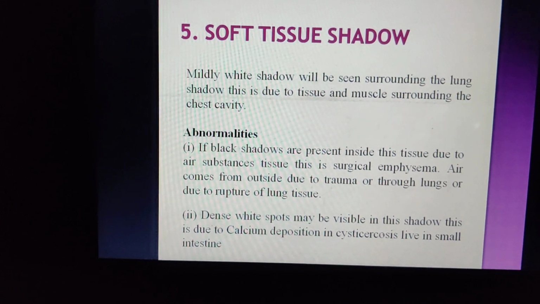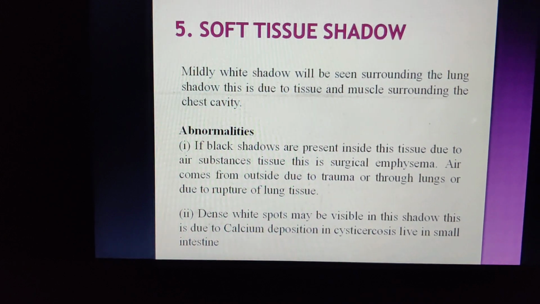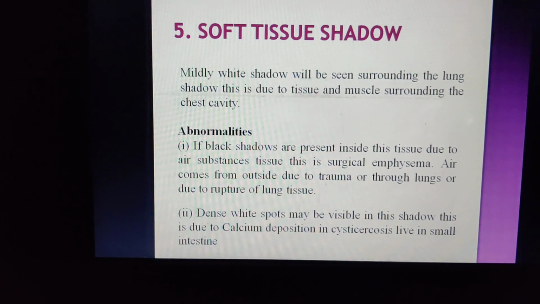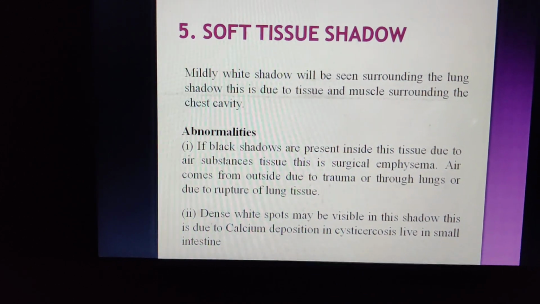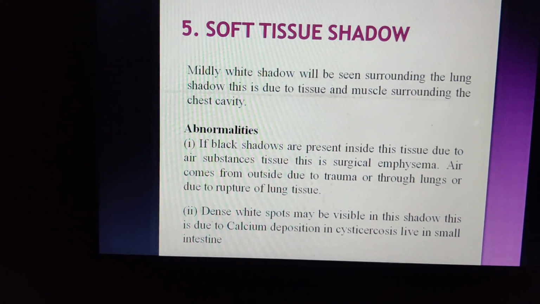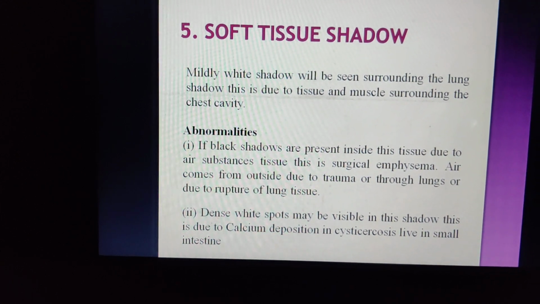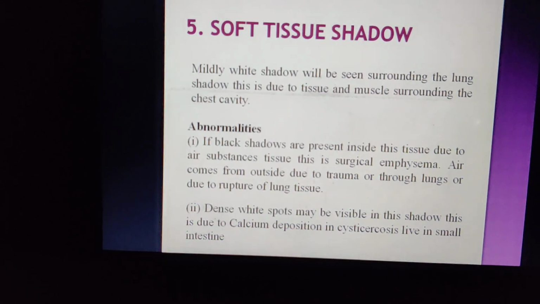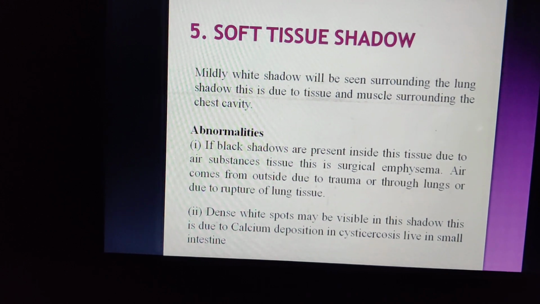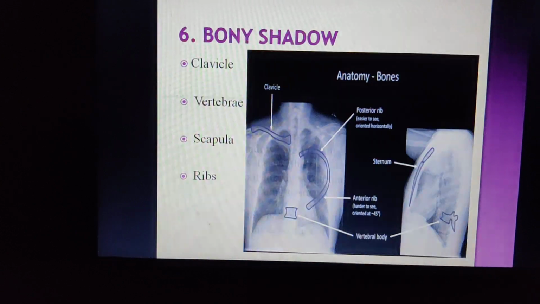An abnormality: if a black shadow is present inside the tissue due to air, this is a surgical emergency known as surgical emphysema. Air comes from outside due to trauma, through the lungs, or due to rupture of lung tissue. A dense white spot may be visible in the shadow. This is due to calcium deposition, as in cysticercosis, in the liver or small intestine.